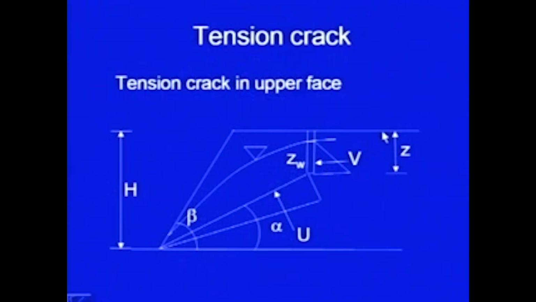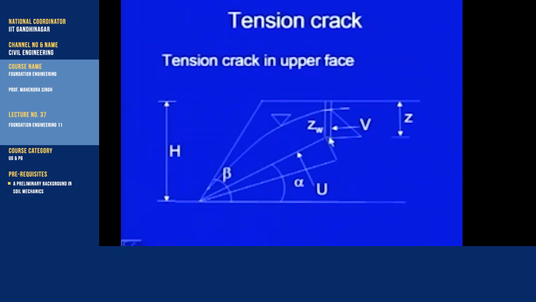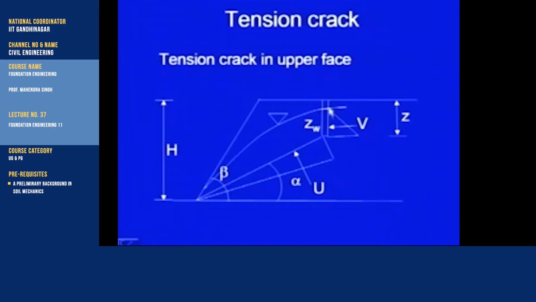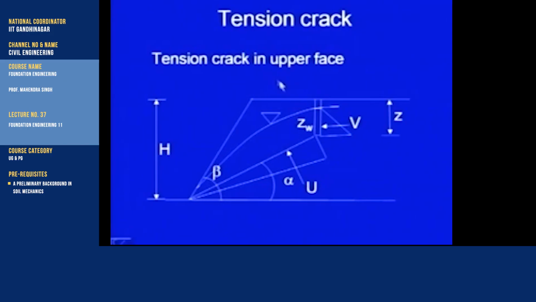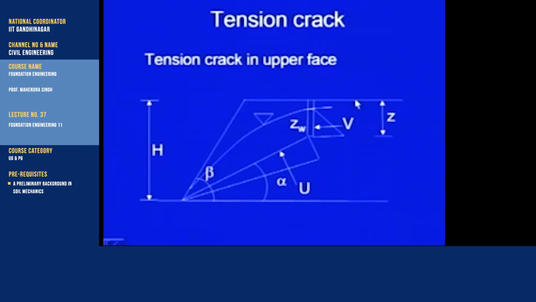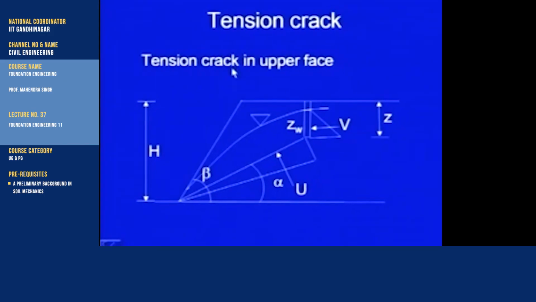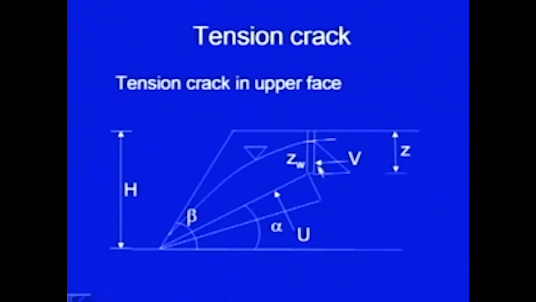Now, in the previous analysis, we considered this wedge extending right up to this place. What is observed in the field is that tension cracks develop. So, if the tension crack develops, then the analysis will be a little bit different. So, the tension crack can develop here. This is the case which I have shown here, the tension crack in the upper face. So, this is the upper face and a tension crack has developed here.